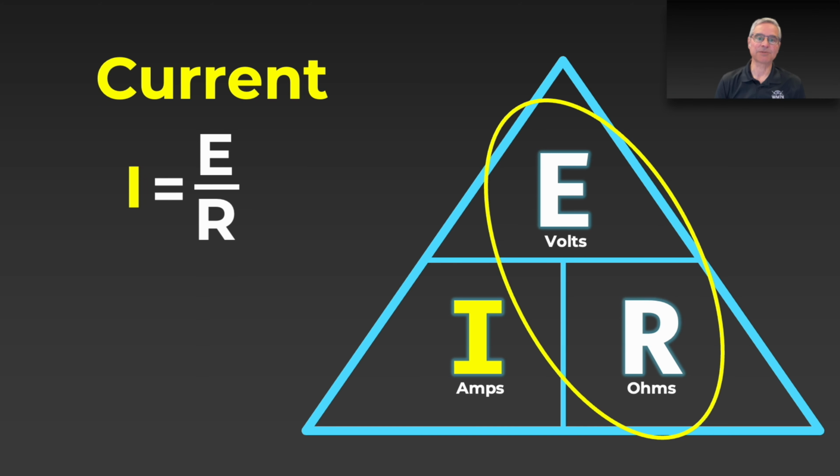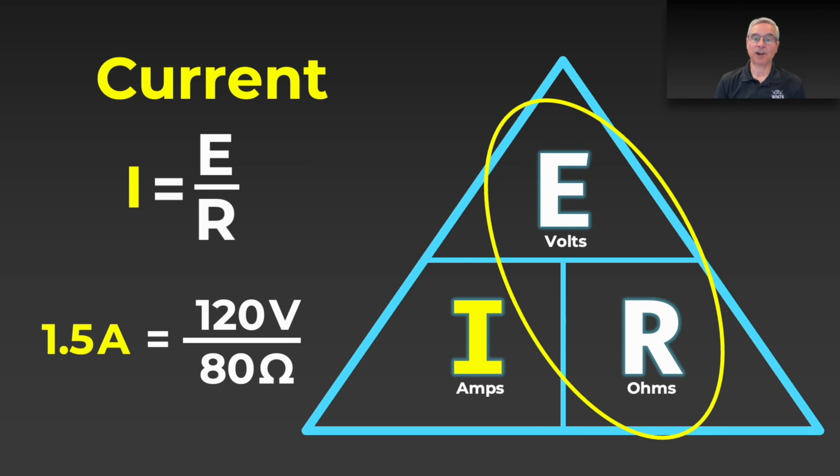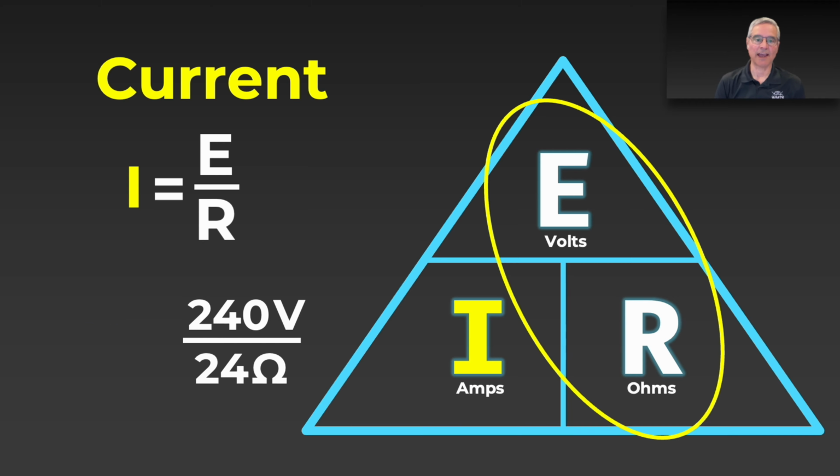And speaking of amps, let's look at that. The triangle says it's volts over ohms. So if you're asked for the current through an 80 ohm resistor connected across 120 volts, you know it's just 120 divided by 80, or 1.5 amps. Same thing for 240 volts and 24 ohms, or 200 volts and 100 ohms. It's always just volts over ohms, just like the triangle shows.